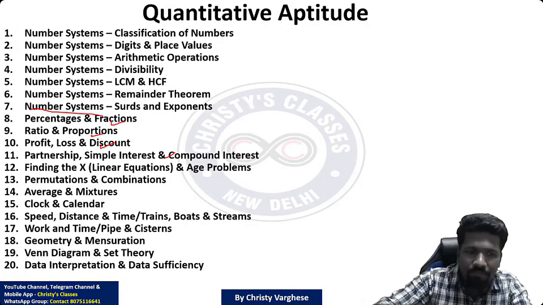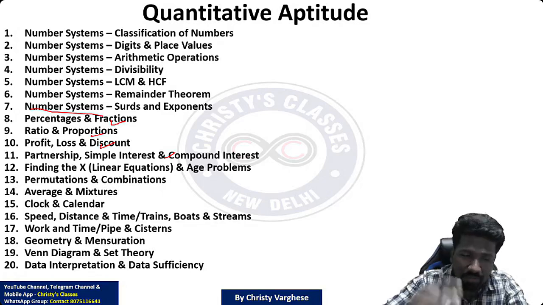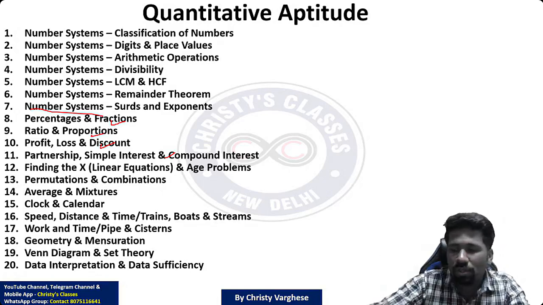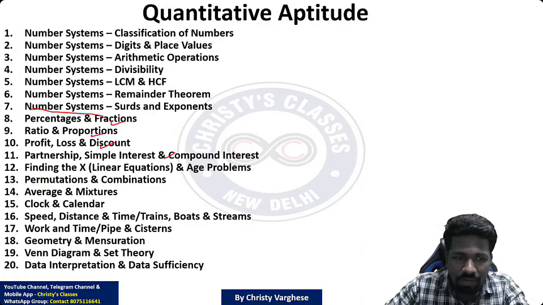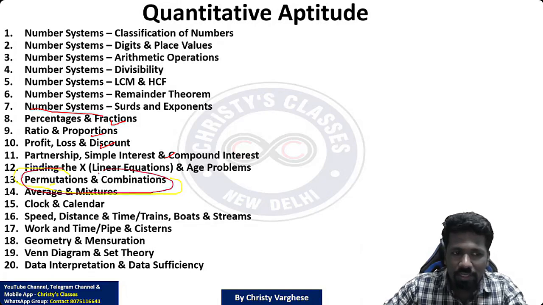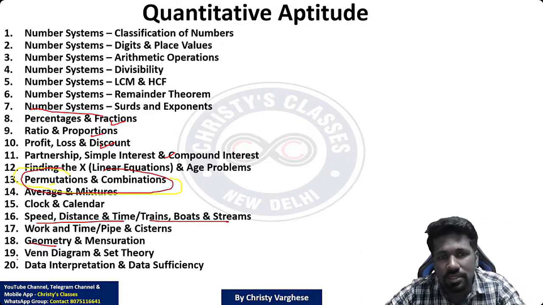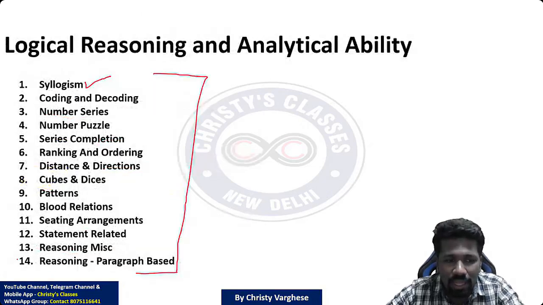These are the 20 topics, which means minimum 20 lectures. Some topics need more than one lecture. For example, permutation and combination will be dealt with in 3 lectures. It is mentioned as a single topic, but it has 3 lectures in it. Similarly, speed, distance, time is 1 lecture, train, boat and stream is another lecture. In geometry, there are 3 different areas that will be separately discussed. So these are the quantitative areas, and these are the reasoning areas.